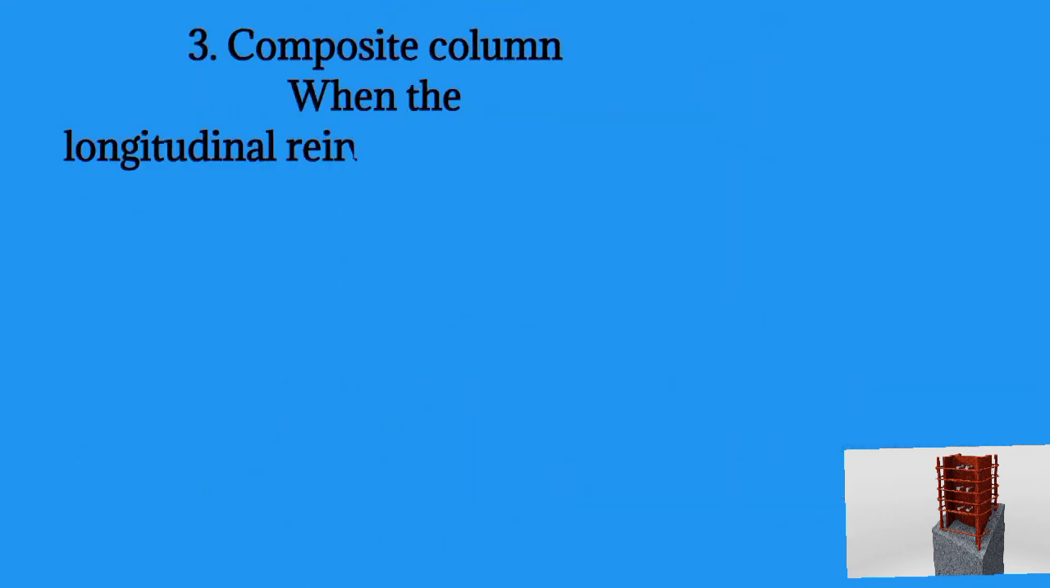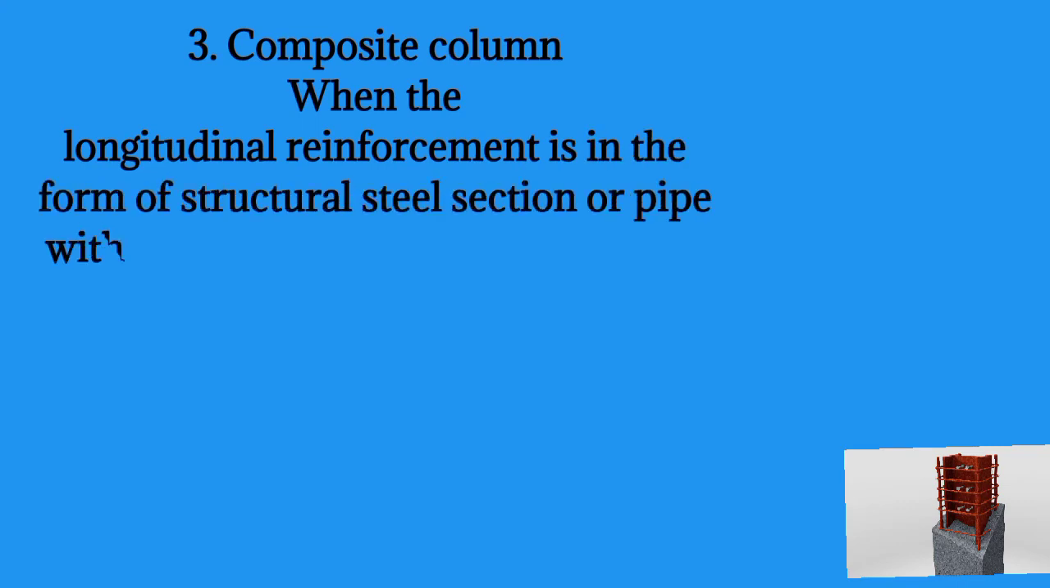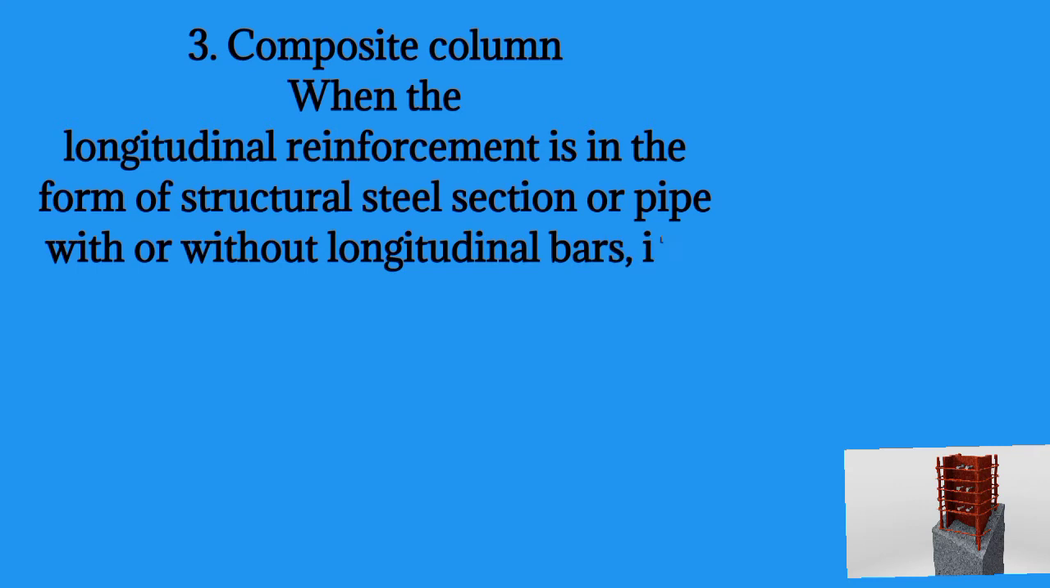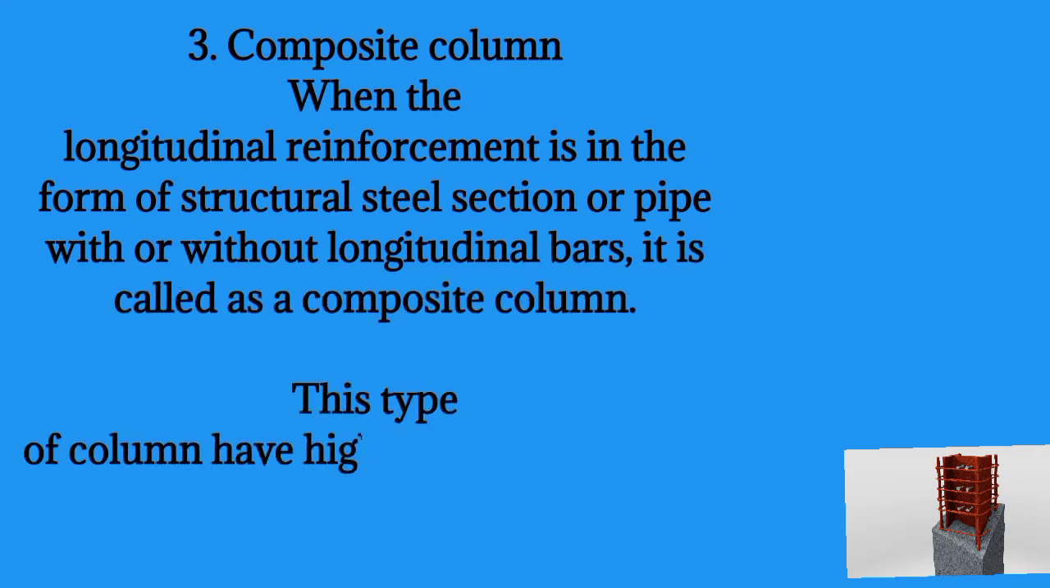3. Composite column. When the longitudinal reinforcement is in the form of a structural steel section or pipe, with or without longitudinal bars, it is called a composite column. This type of column has high strength with a fairly small cross section, in addition to exhibiting good fire performance.